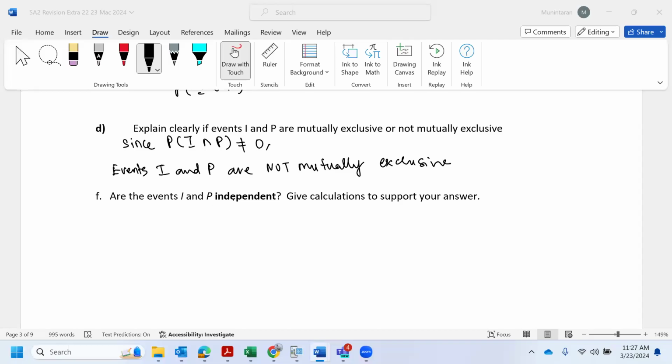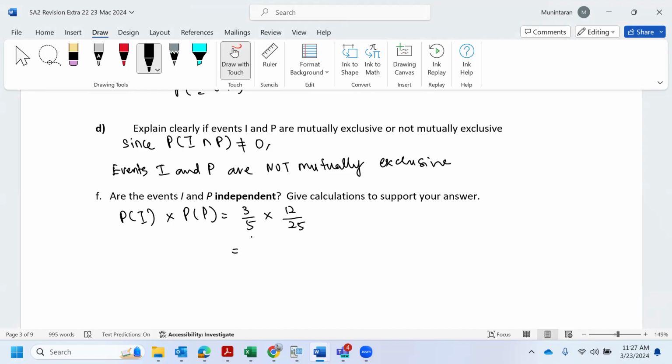Are the events I and P independent? How are you going to know whether they're independent or not? You need to find manually the probability of I times the probability of P. The probability of I is actually 3/5, times the probability of P, which is 12/25. And you already know the value does not equal 6/25.